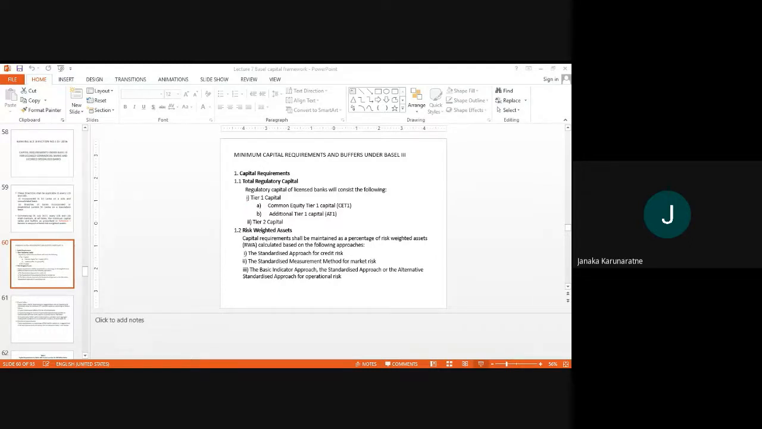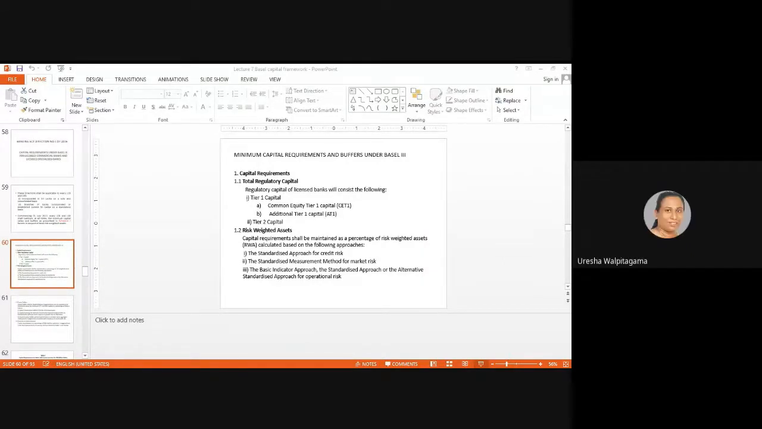Capital buffers. Capital buffers shall be implemented on a staggered basis. Basically, they have detailed how capital buffers should apply. The direction has suggested the capital conservation buffer for all licensed banks, and a capital surcharge for domestic systemically important banks.